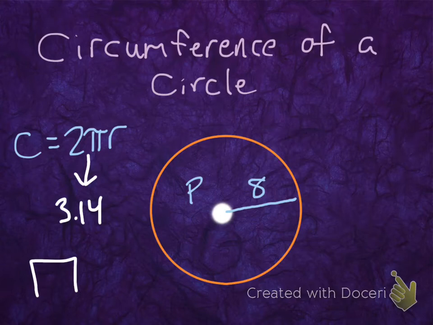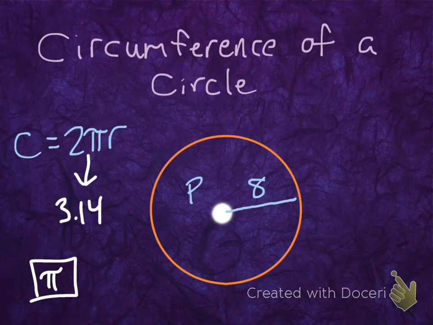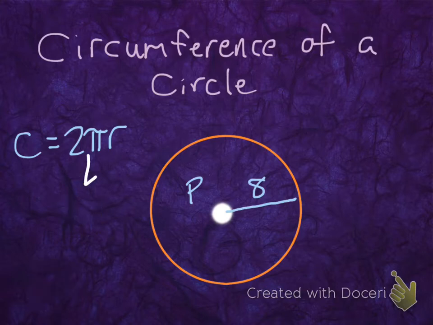There's typically, though, a pi button on your calculator, which I prefer you use, because then you're less likely to make rounding errors. So if you have a calculator with this button, I would rather you use that than 3.14 if I ask you to round it to the nearest hundredth or thousandth or tenth or anything like that. Okay? That's kind of a side note, though. So that's what pi is.